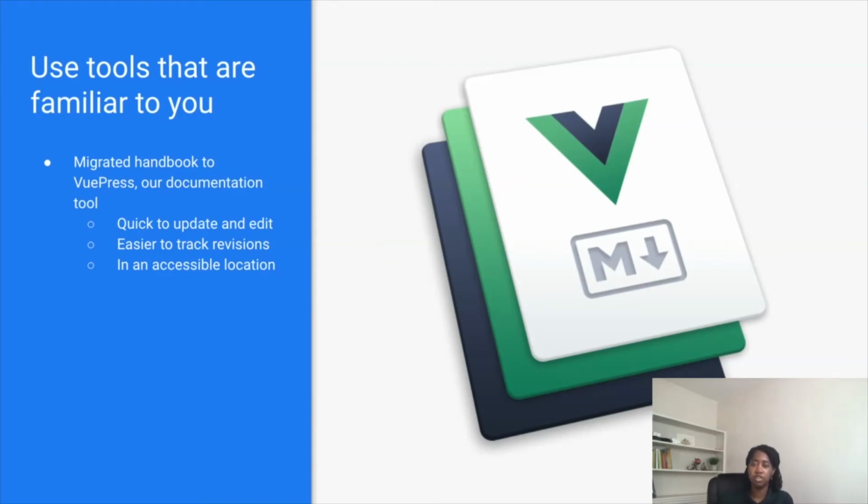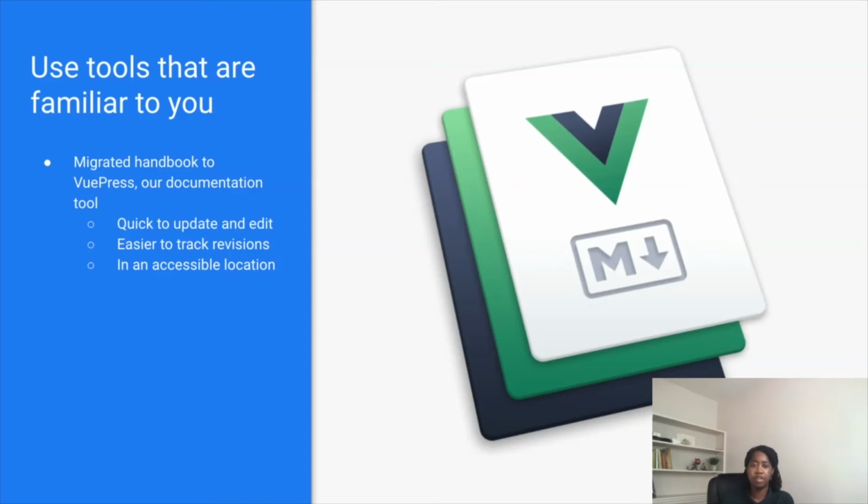And it was also easier to keep track of revisions that we make. If you work with Git, you know that when you make a change to some code or to documentation, you can always write a commit message that essentially says what changed and why it changed. So that was really helpful for us. And then also moving it to ViewPress meant the handbook was in an accessible location. It was in a Git repository. So overall, it turned out to be a great decision.